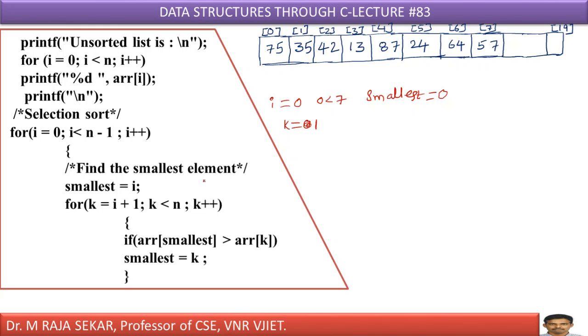k equal to i plus 1, k less than n. k means 1 less than n. What is your n? n means 8. 1 less than 8. Correct.